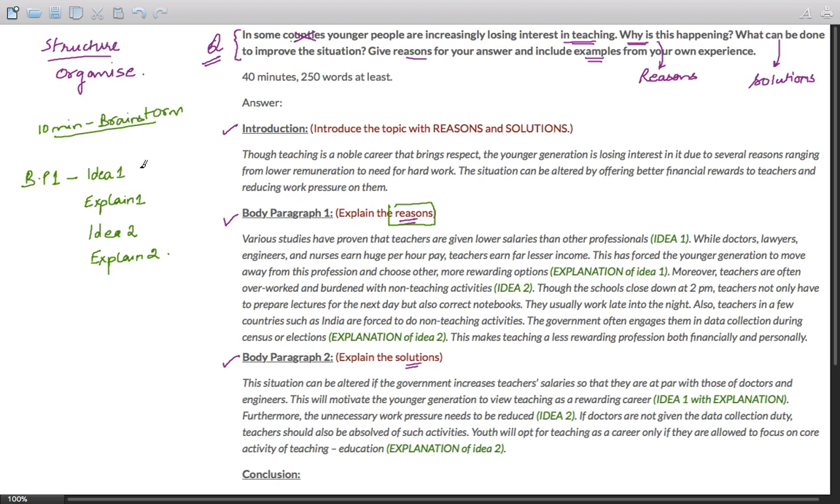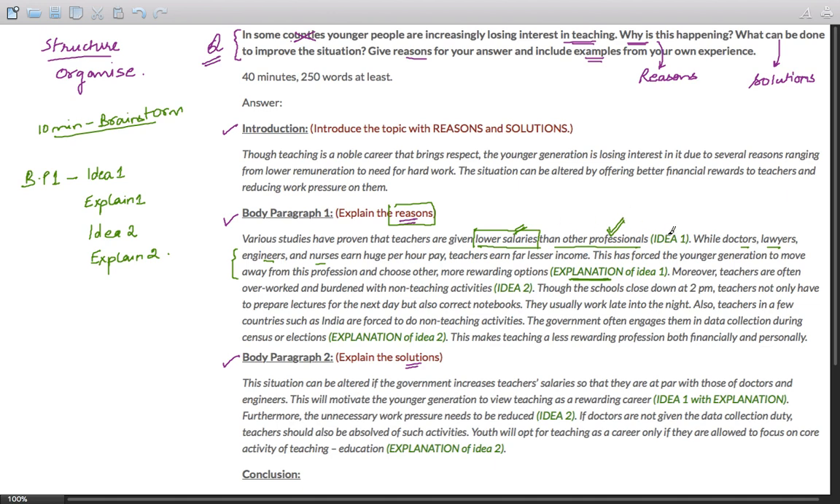The first idea that I generated during the brainstorming session was that they are given lower salaries than other professionals. Basically, in the explanation, this means that you have to talk about other professionals, what others are getting. Doctors, lawyers, engineers, nurses, how are they getting better salaries than teachers? If you are able to explain this, the explanation is complete and you can move to the next point. The explanation is over here, and I have clearly mentioned that this is an explanation of idea 1.